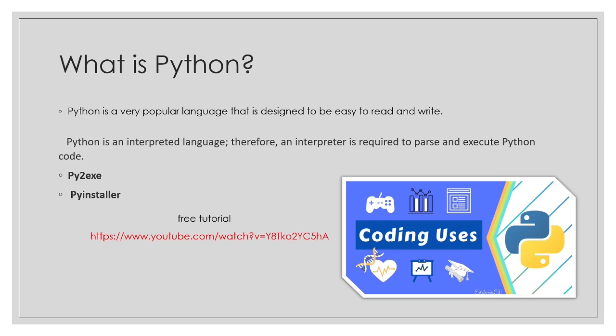Python is an interpreted language, therefore an interpreter is required to parse and execute Python code. The Python interpreter understands and executes Python code. Python code can be created in any text editor, and Python interpreters are available for many operating systems. Python developers can create and deploy Python programs in particularly any operating system.